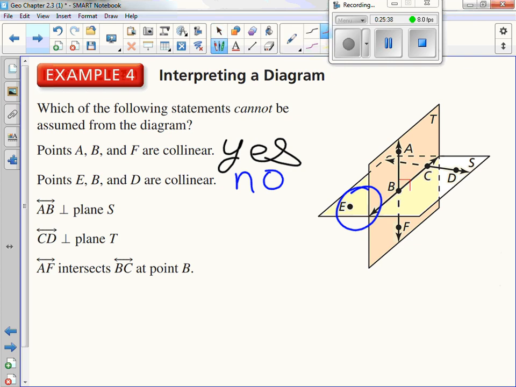Okay, now we got to it. Line AB and plane S are perpendicular. Do we have a right angle marker with that plane? Yes, don't we? Right here, it's perpendicular, so yes, we can assume that.